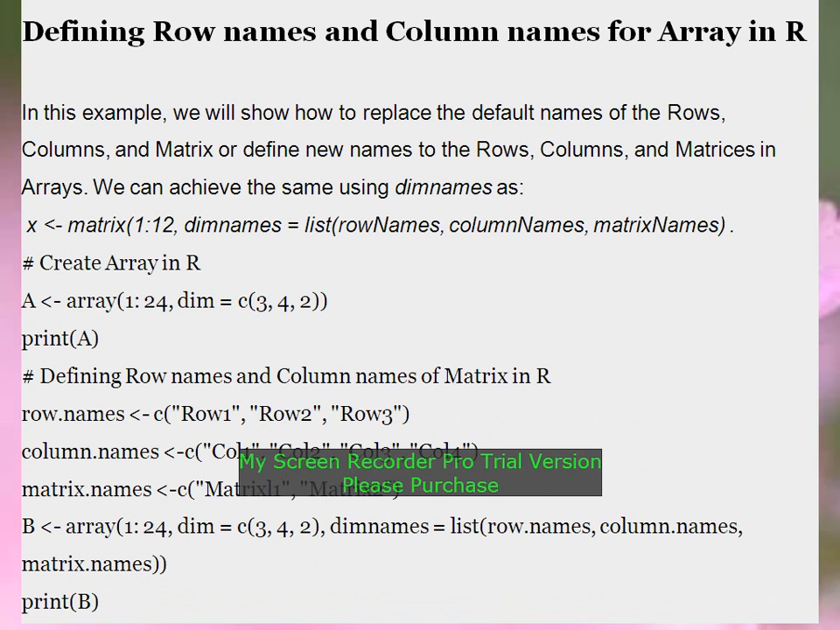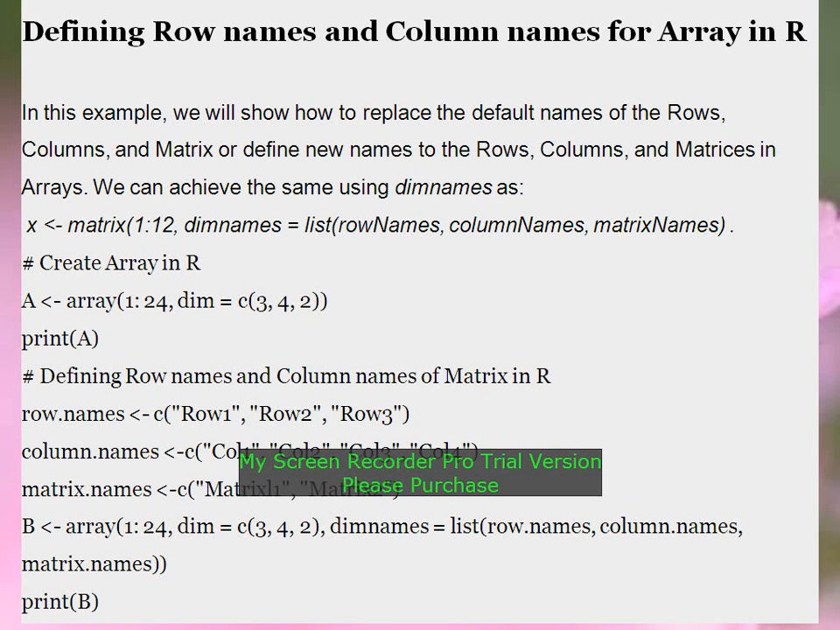Next one, how can we define row names and column names for that? In this example, we can show how to create row names and column names for an array. We will show how to replace the default names of rows and columns in the matrix, and define new names for the rows and columns.